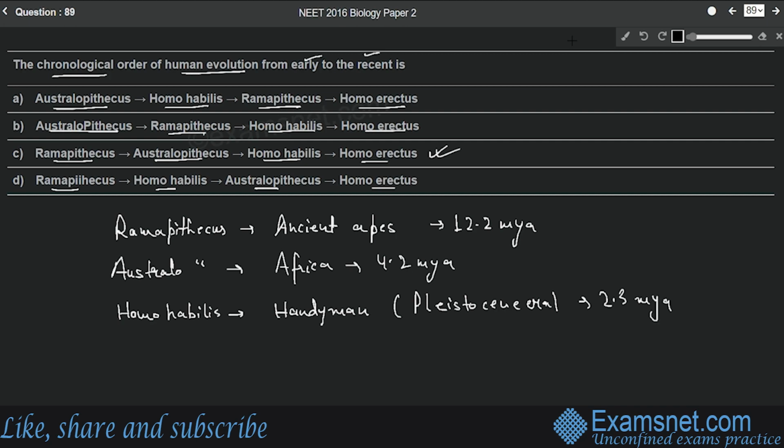And the last one is Homo erectus. These were also found in the Pleistocene era, and the timeline was around 1.5 million years ago. Okay, so the correct sequence will be first Ramapithecus, then Australopithecus, then Homo habilis, and at last we have Homo erectus. So option C will be the correct answer.